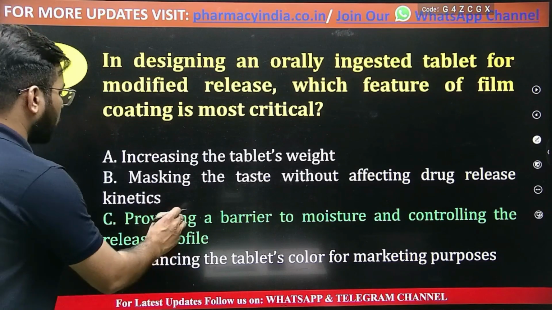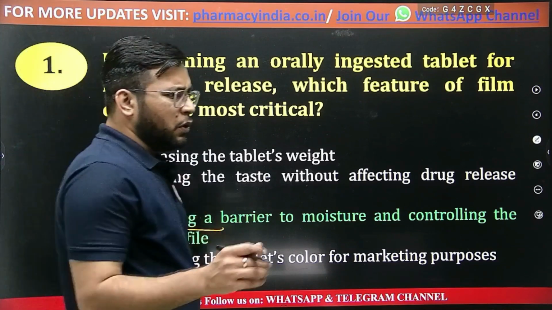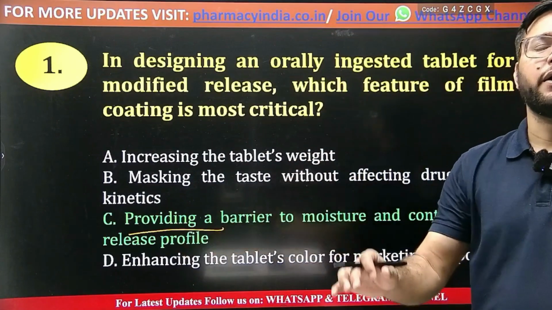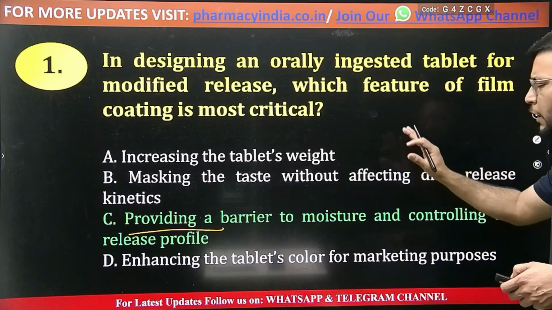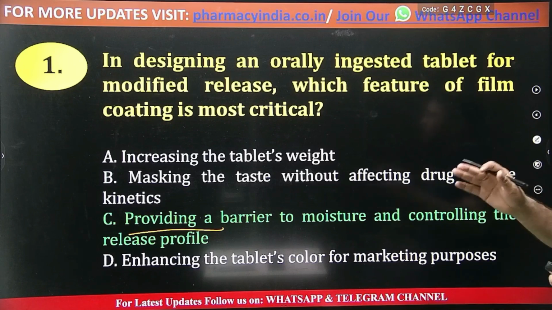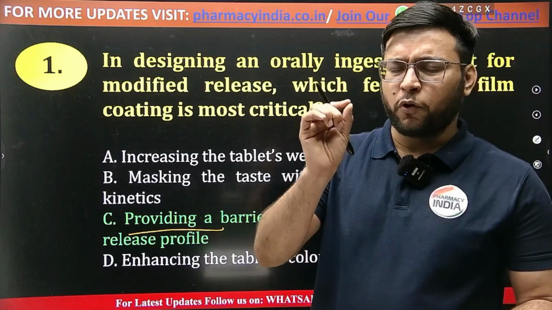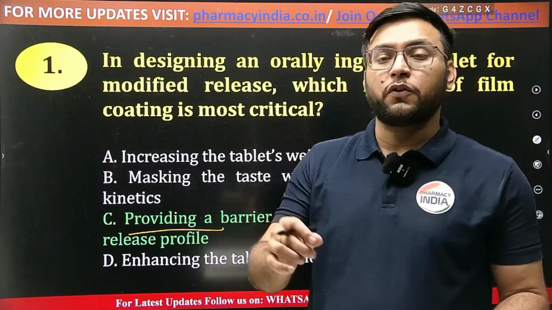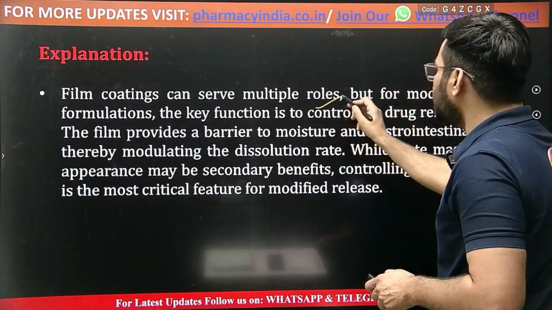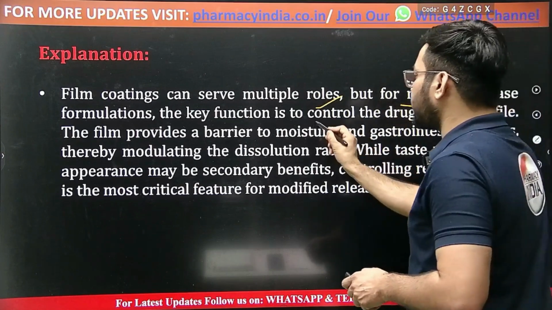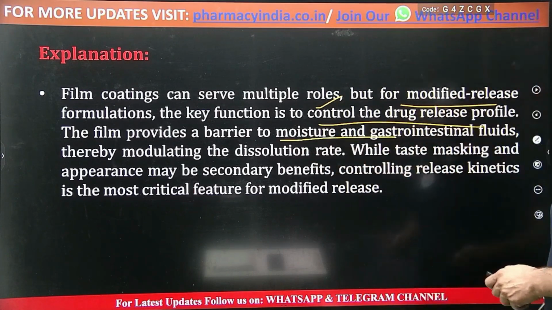So providing a barrier to moisture and controlling the release profile means you have to give a coating through which we can protect the tablet from moisture. There are different types of coating. There is a single type of coating, that is seal coating, and the function of the seal coating is to prevent moisture penetration. Film coating can serve multiple roles, but for modified release formulation, the key function is to control the drug release profile, and the film provides a barrier to moisture and gastrointestinal fluids.